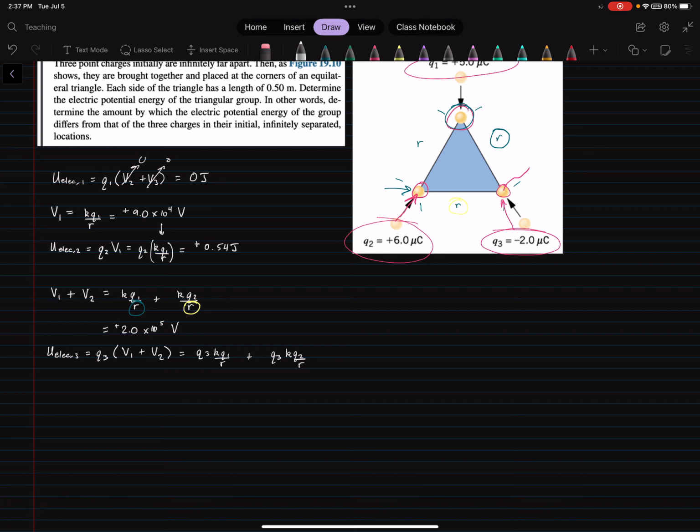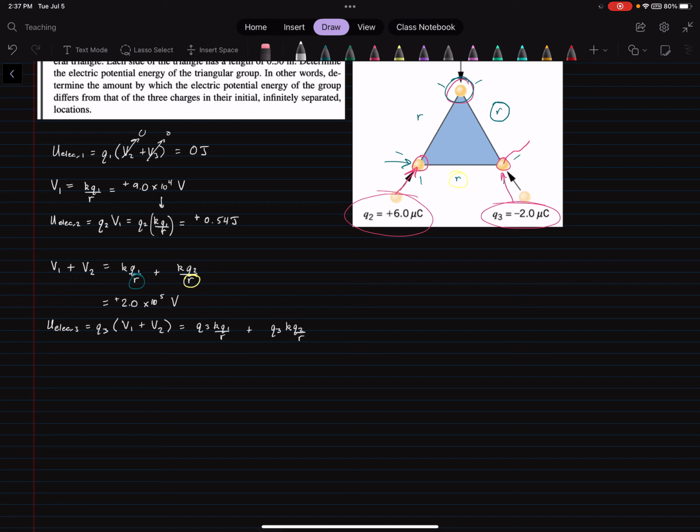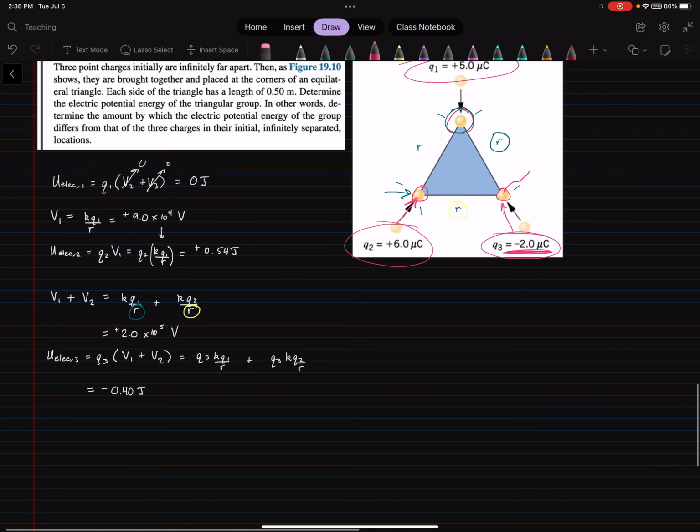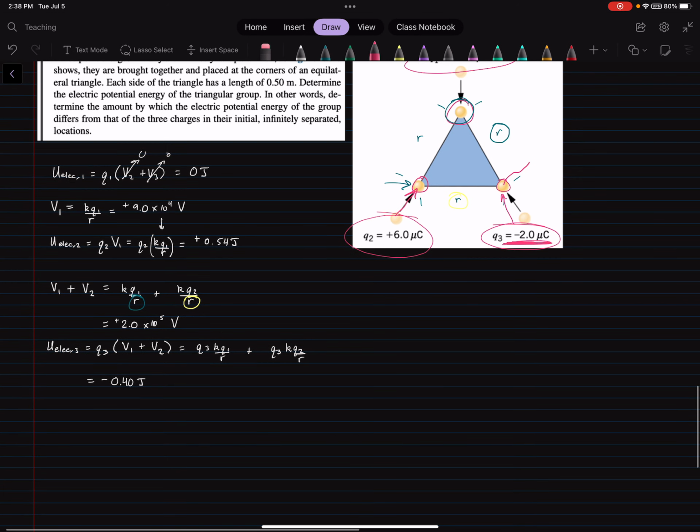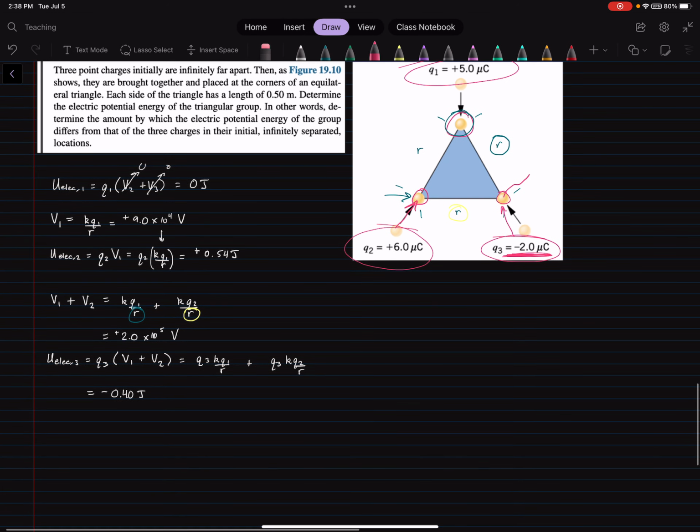And that one is going to be equal to a negative 0.40 joules. Why negative? Well, because that's the charge that was negative, and so actually it enjoys being in that spot. It prefers being there instead of infinitely far away. I mean, it's attracted to these positive charges. So you've actually taken Q3 and rolled it downhill to arrive at its spot at the bottom right of this triangle. The other two, not as much relative to each other, but Q3, yes.